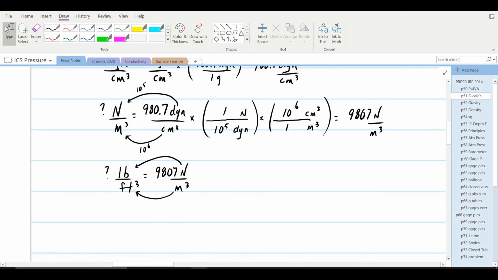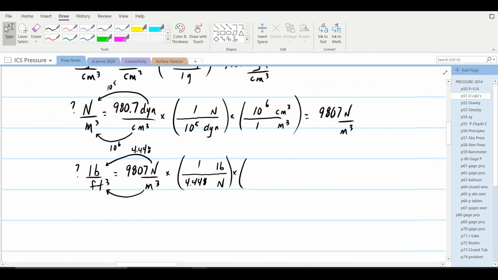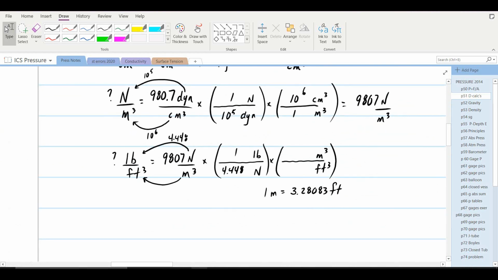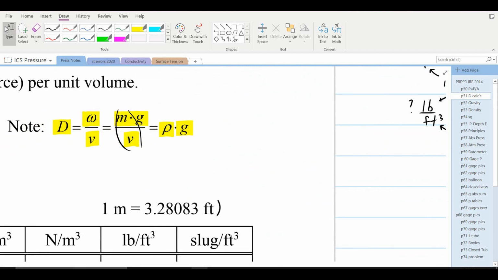All right, so a pound is 4.448 newtons. So we're going to cancel out newtons and go to pounds. So 1 pound is 4.448 newtons. And then we want to go from cubic feet to cubic meters. I want to cancel out per cubic meters and go to per cubic feet. Now what is that? Well, 1 meter is 3.28083 feet. Now where does that come from? Well, I'll give it to you here. 1 meter is 3.28083 feet.